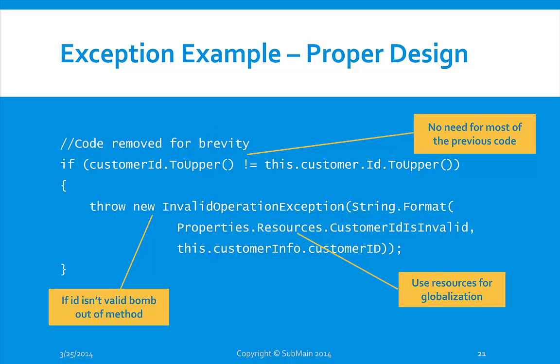So how do we fix this? Well, most of the code is gone. You can see here I deleted most of the code for this one, and if it's not the proper check there, the not equals, then I throw the appropriate invalid operation exception, and we go from there. And in this case, I'm also using resources for globalization because somewhere down the line, there's a really good chance your application is going to be changed to another language than it was written in. Well, the messages and things like that will be.